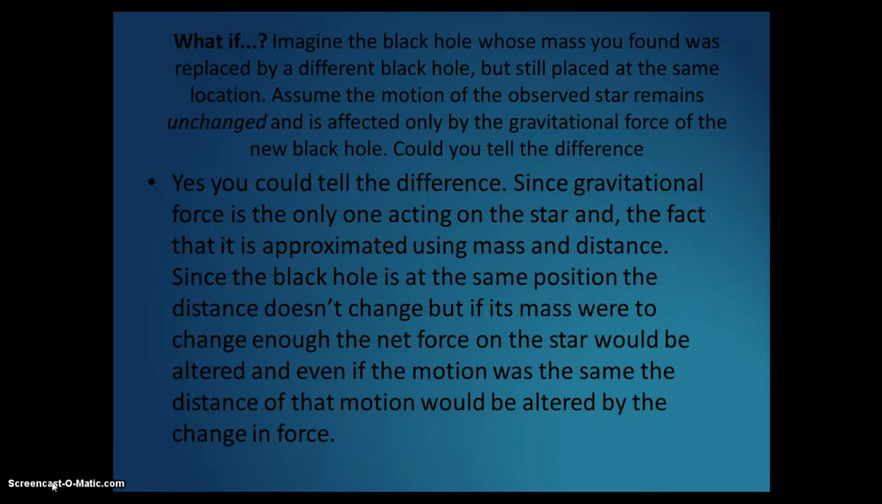Since gravitational force is the only one acting upon the star, and it is approximated using the mass and distance of two objects from one another. Since the black hole is at the same position, the distance between the two doesn't change. And if its mass were to change enough, the net force on the star would be altered. Even if the motion stayed the same, the distance of that motion would be altered by the change in force, because a greater mass is going to have a greater gravitational pull, creating a stronger net force and altering the movement of the star, whereas a lesser mass would create a lesser gravitational force, which in turn would reduce the force on the star. And that's it for this week's lab report.